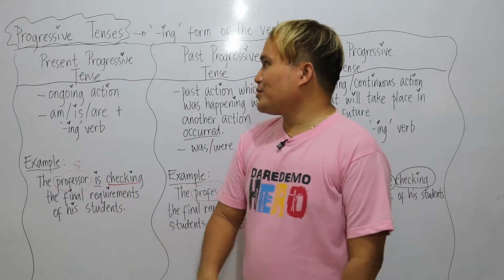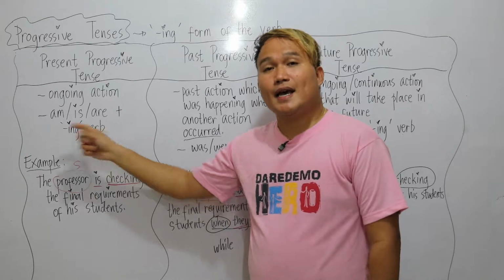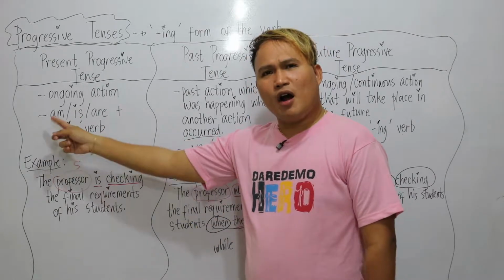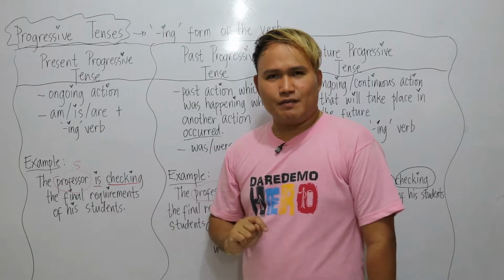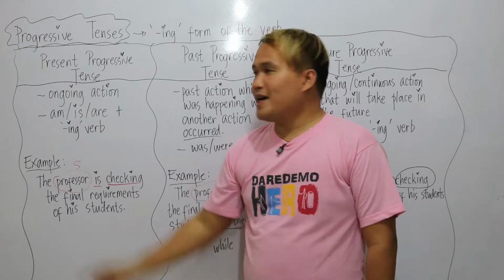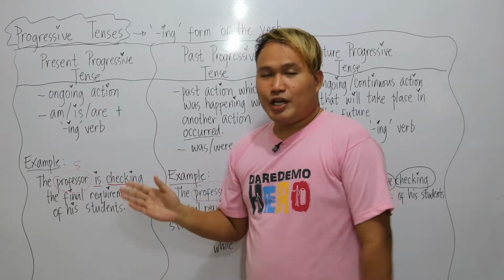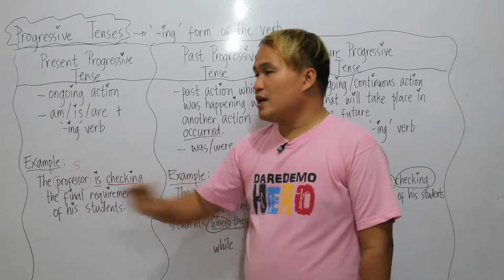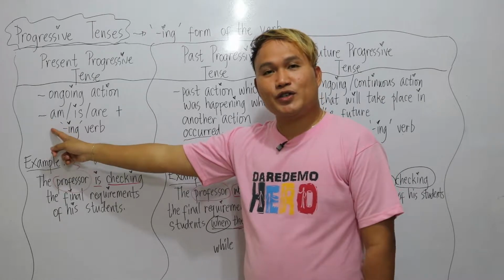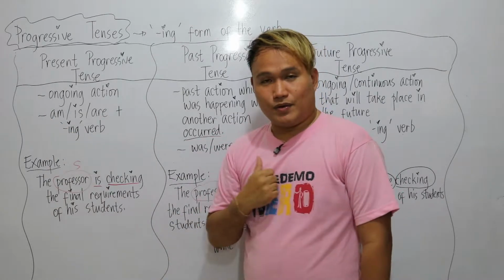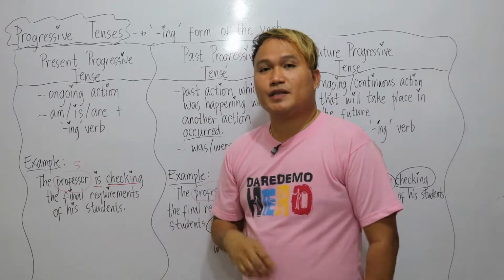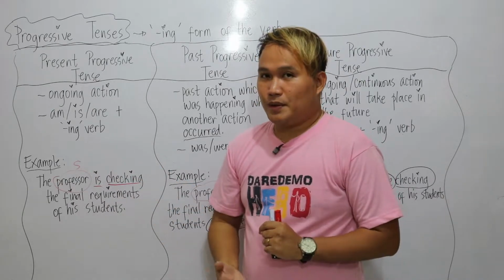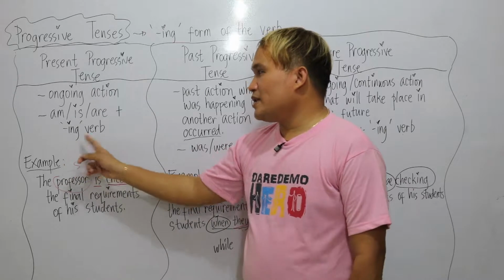Now going back to present progressive, the form is am, is, and are. Now what are am, is, and are? Who can give me? Very good. These are what we call linking verbs. So for present progressive, depending on the subject, you're going to use am if the subject is I, is if the subject is singular, are if the subject is plural, plus of course the ing form of the verb.